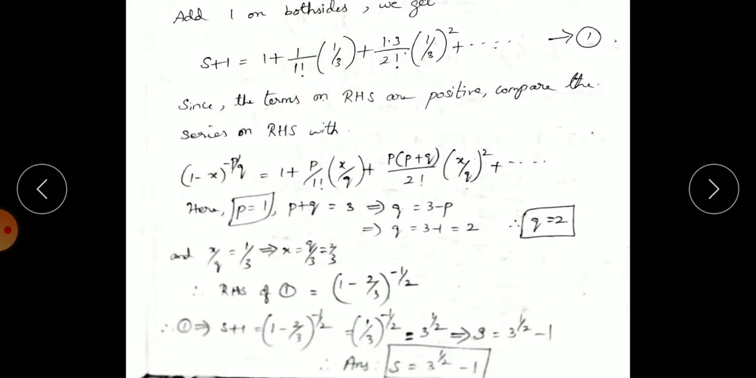So p, then p into p plus q, that is p plus q equals 3. Now from this we can find q easily. So q equals 3 minus p. Therefore the p value is 1, so 3 minus 1 is 2. Therefore the q value is 2.